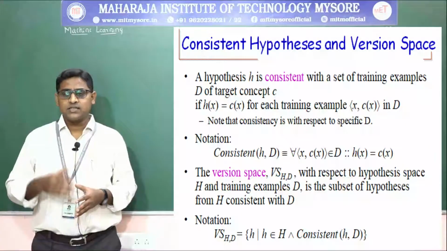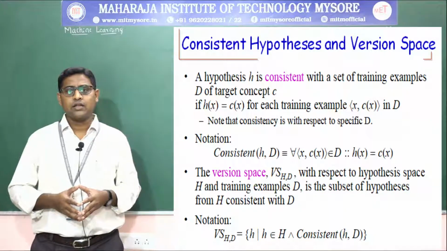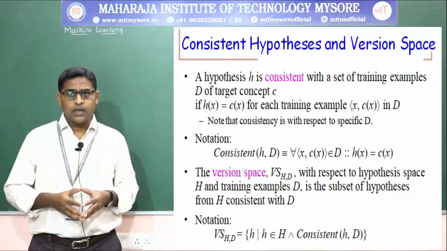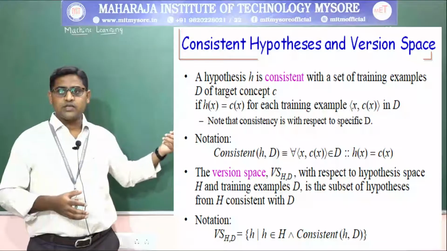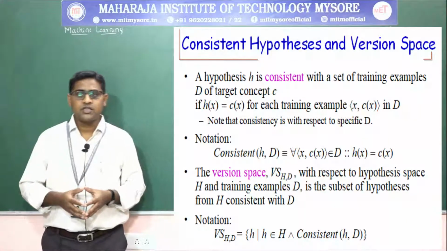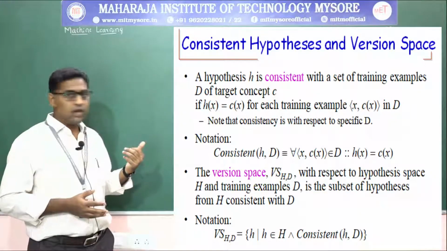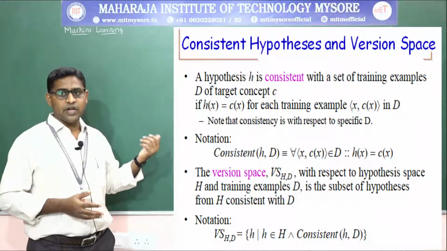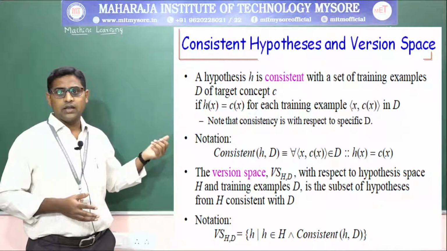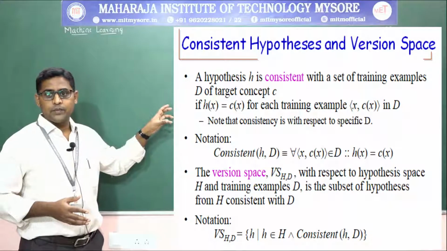So, consistent hypotheses and version space. Before getting to the candidate elimination algorithm, we are revisiting what we defined with the example of iPhones in the class session on the candidate elimination algorithm. Version space and consistent hypotheses are defined like this: a hypothesis h is consistent with a set of training examples D of the target concept c if h(x) equals c(x) for each training example <x, c(x)> in D, noting that the consistency is with respect to the specific data set D.